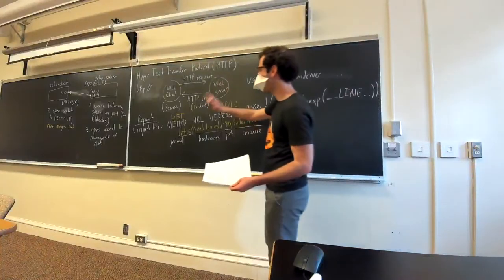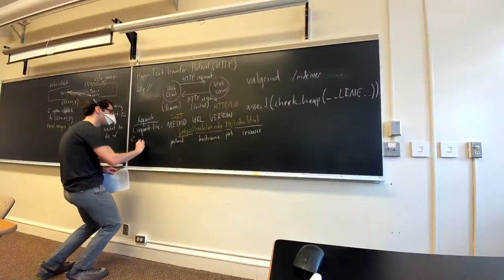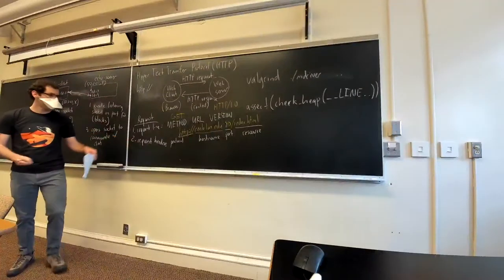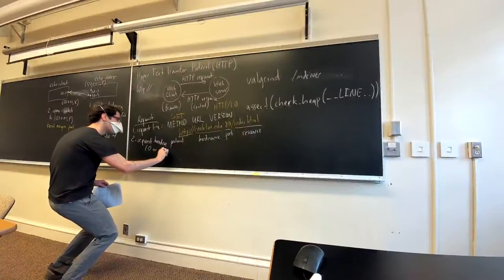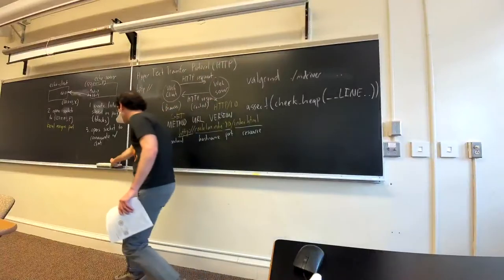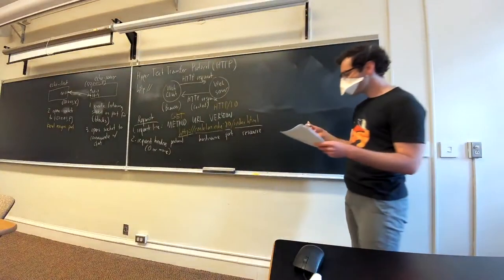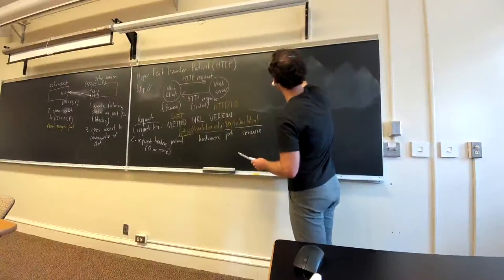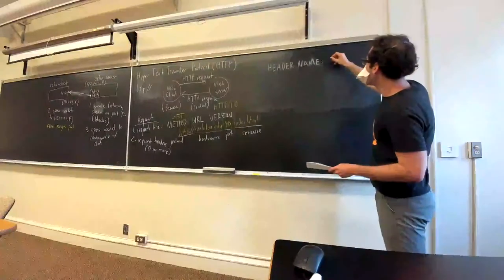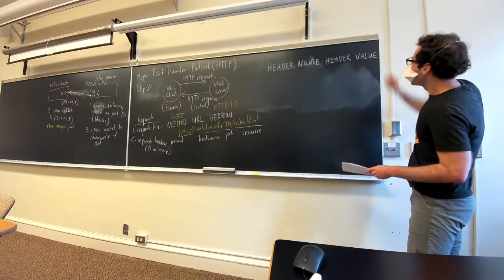All right, so number one, we had this request line. Next, we have request headers, of which there are zero or more, so there might not be any request headers. But when it comes to headers, they'll be of the form header name, colon, header value.